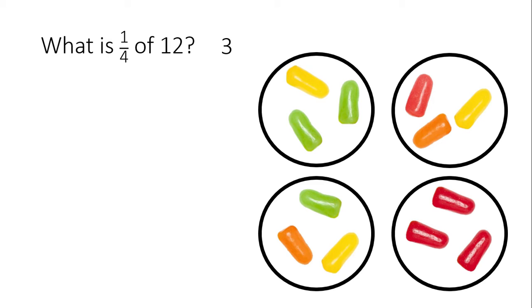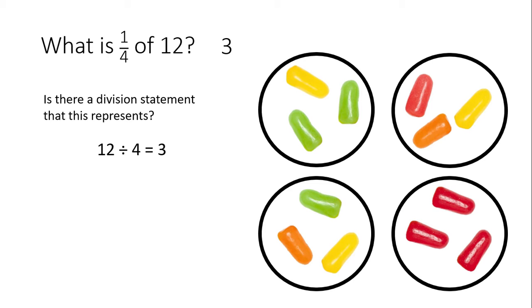But what if we could do that without having to actually sort bits and pieces? What operation are we doing? Is there a division statement that represents what we just did here? I think there is. Look what we did. We had 12 candies, and we divided them into 4 equal groups. 12 divided by 4. So what I'm saying is that 12 divided by 4 equals 3 means the same thing as 1/4 of 12 equals 3. What's the pattern? The pattern is you're dividing by the denominator.